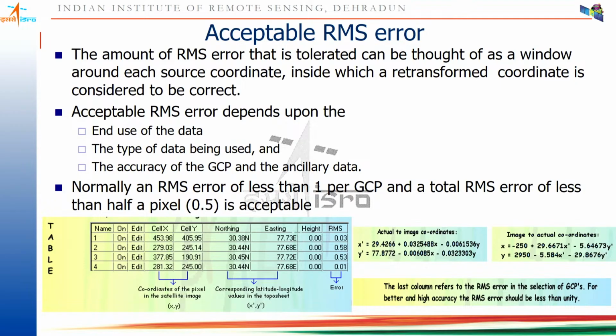So how much RMS error can be acceptable? It depends upon the end use of the data, the type of the data, and how many ground control points we have. Generally, an RMS error of less than 1 per ground control point is acceptable, provided that the average of the RMS error is less than 0.5.